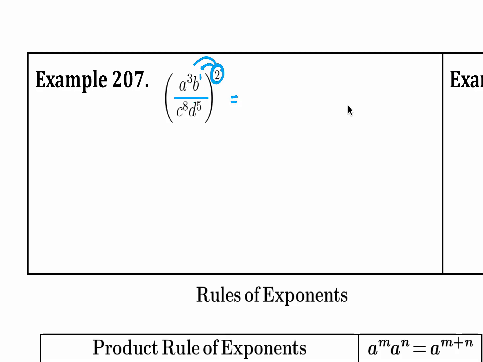Okay, so let's look at the top first. I'm going to put a little 1 where I don't see an exponent. 3 times 2 gives me a to the 6th. 1 times 2 gives me b to the 2nd. On bottom, if we multiply, 2 times 8 gives me c to the 16th. 2 times 5 gives me d to the 10th. And we can't simplify this at all because we don't have any bases. If we look at our bases, we don't have any bases the same on the top and the bottom. So we just stop there. We can't simplify.